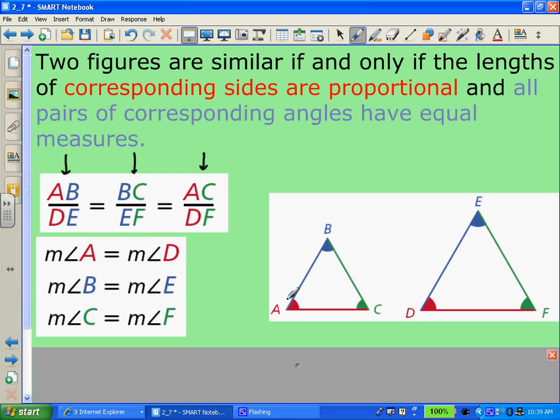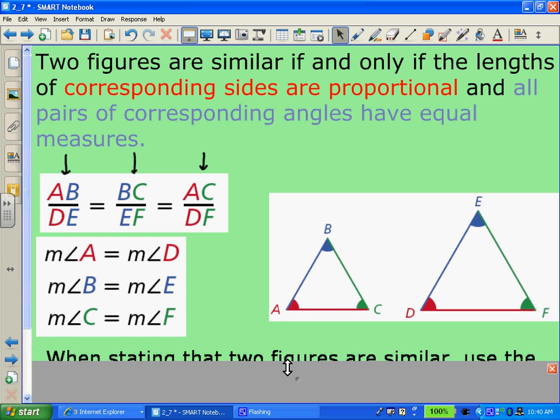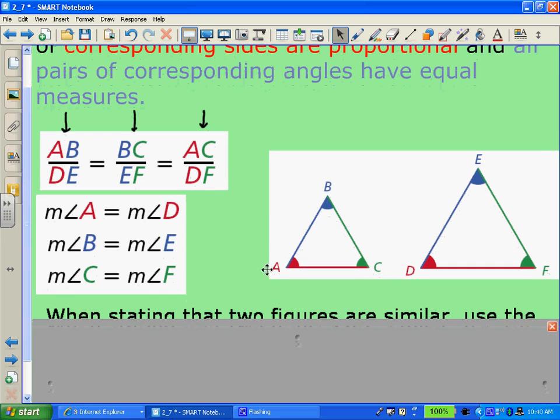Then I check the angles. Again, they're color-coded here, but you could figure it out if they weren't. A and D are corresponding. They have to have the same measure. That's what this M means. B and E are corresponding. They have to have the same measure. C and F are corresponding. They have to have the same measure. If both of those things are true, we say the triangles are similar.